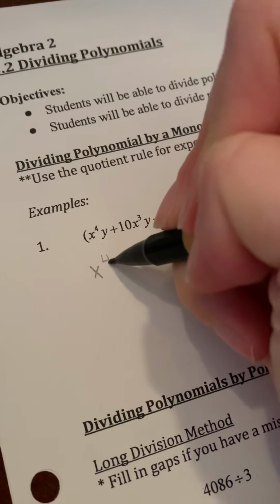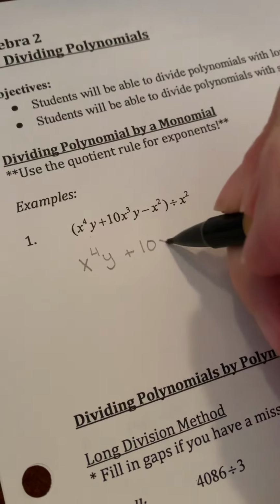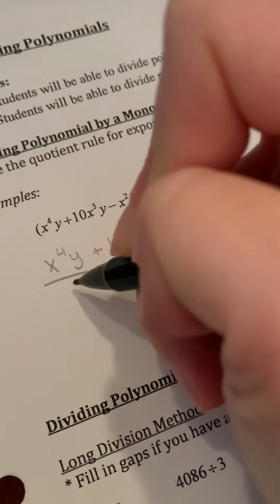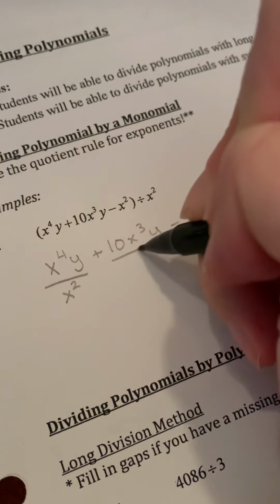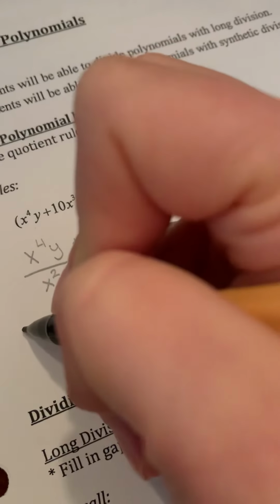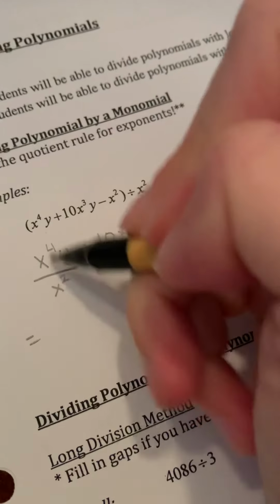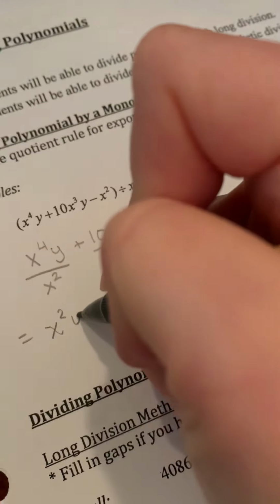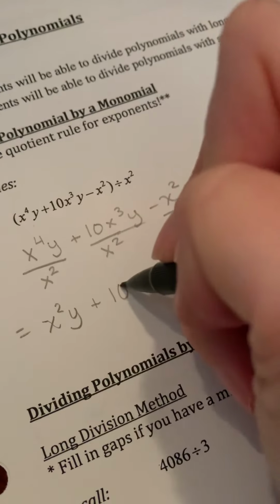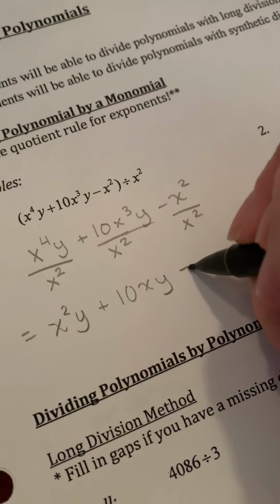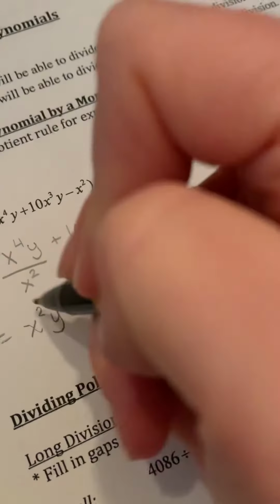So we'll have x to the fourth y plus 10x cubed y minus x squared, and each of those terms will be divided by x squared. The result, with exponent rules, remember we subtract our exponents, so 4 minus 2 gives me x squared y plus 10xy, and these cancel out. Remember, when something cancels out, don't just get rid of it, put a placeholder of a 1 there.